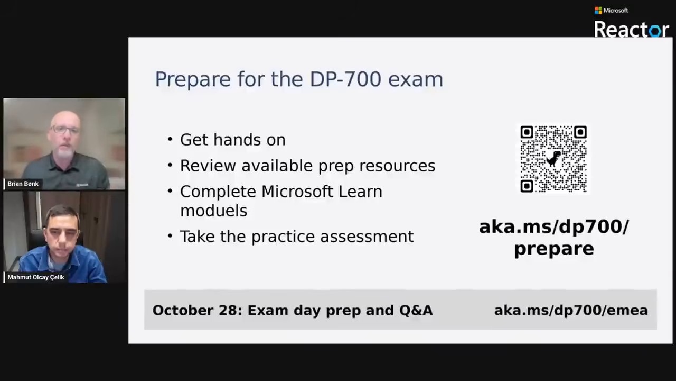So do what you can with all the prep resources that you have. You have the QR code here where you get some of them. You can complete the Microsoft Learn modules, and you can do the practice assessment. A big note here is the practice assessment is not as difficult as the real exam. So just know the practice assessment is giving you guidance on which areas you need to read more on. And then the actual DP-700 exam questions are a level up. It's a bit level up, yeah. Exactly. So on this slide, we have a few links.